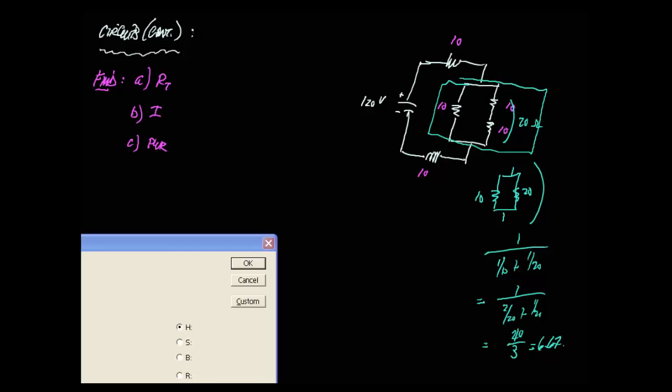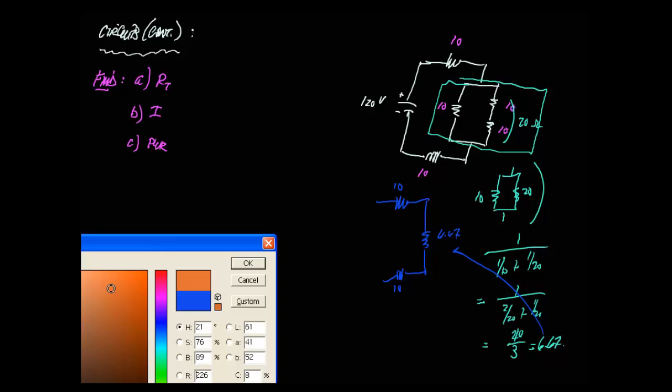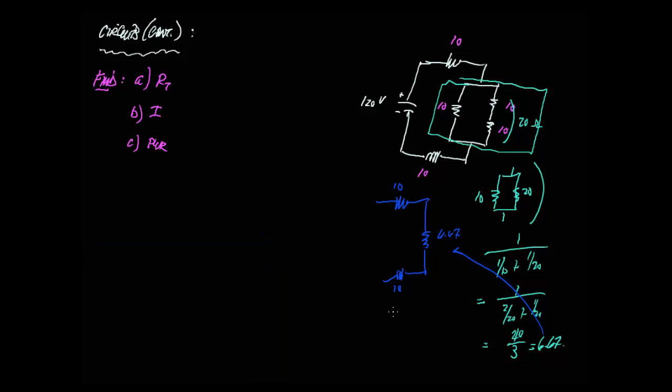So we can clean up that entire circuit, and it becomes a 10 on top, this new 6.67 here, and we still have the 10 on the bottom. Now that's an easy one to deal with because they are all now in series, so we just add those together, and what that becomes is one single equivalent resistance or total resistance of all those. Adding that up comes out to be 26.67. So the total resistance is 26.67 ohms. That's the equivalent of all this, everything on this side.